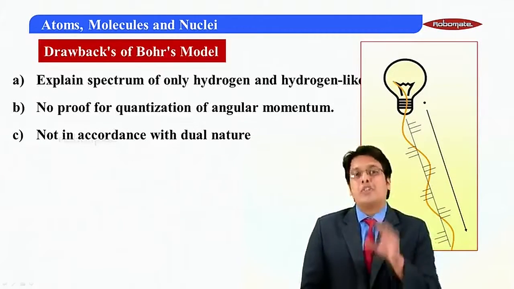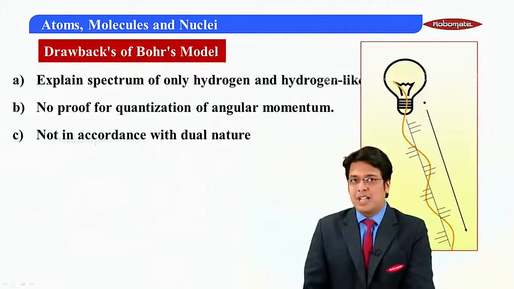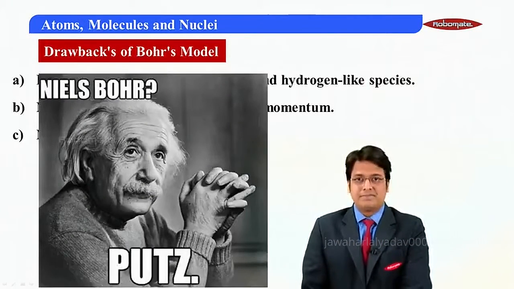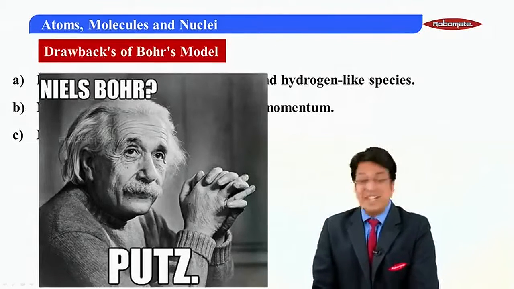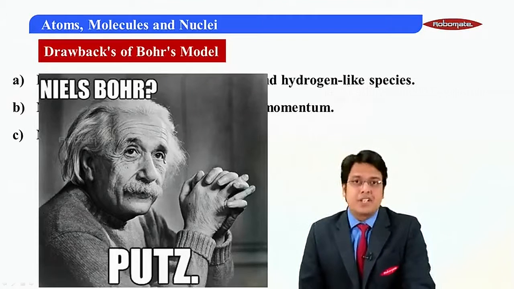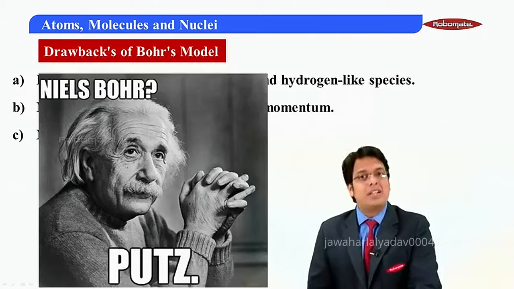Did you explain? Did you take it into consideration? Did you consider the wave nature? No, you didn't, Bohr. And that's where Einstein says, Bohr assumed the electron as a particle and did not consider dual nature. No, you didn't, Niels Bohr. But anyway, I would like to appreciate the efforts taken by Bohr, for which he was awarded the Nobel Prize. And that is the beauty.